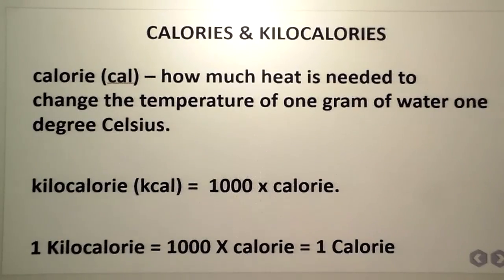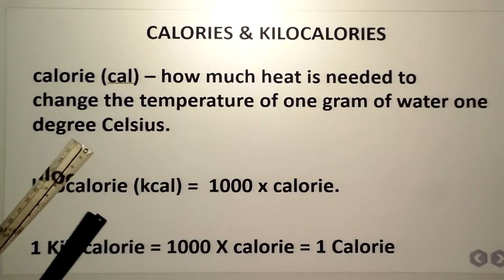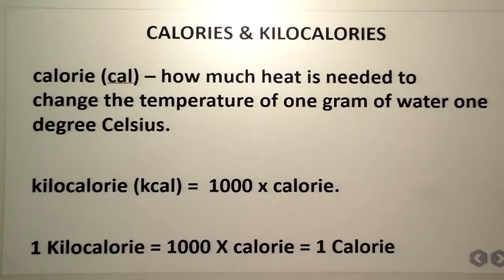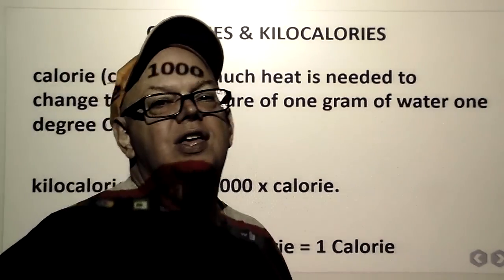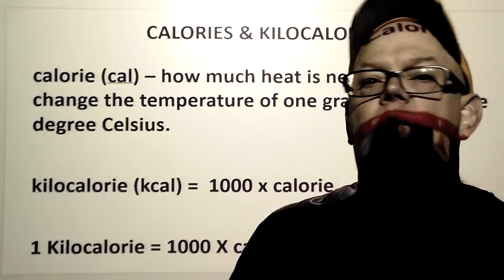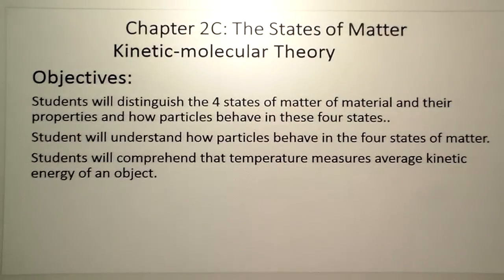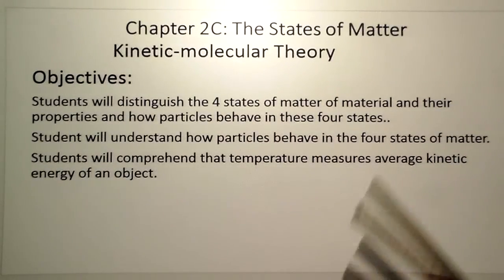Calories and kilocalories, okay. Calories and kilocalories, they're units of energy. Calorie is how much heat is needed to change the temperature of 1 gram of water 1 degree Celsius. The kilocalorie is 1,000 of those small c calories. And the kilocalorie is really what you see on food packages, soda, and whatnot, because they're big C calories. Okay? So, with that, we have the states of matter, the kinetic-molecular theory.